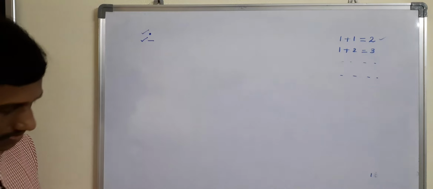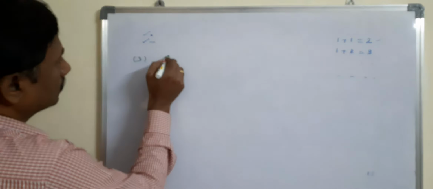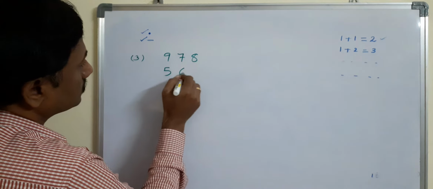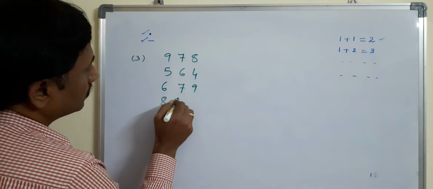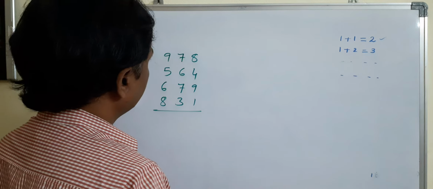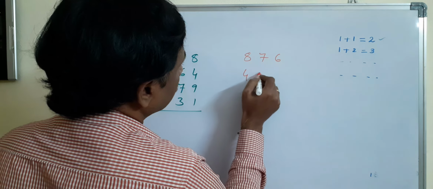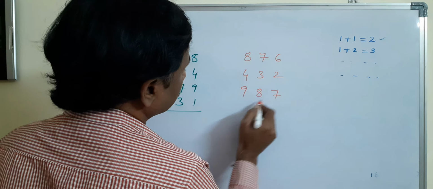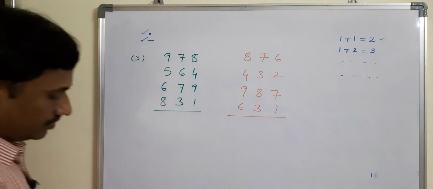For example, I am taking 3-digit numbers: 978, 564, 679, 831, and the next one, 876, 432, 987, 631. Here I am having 8 numbers.